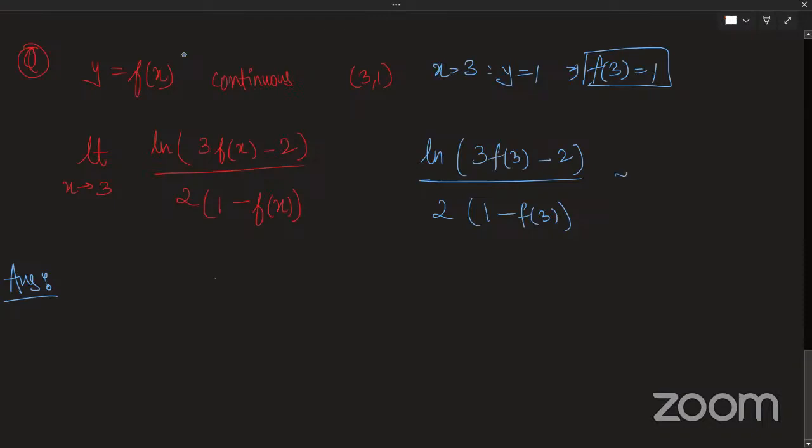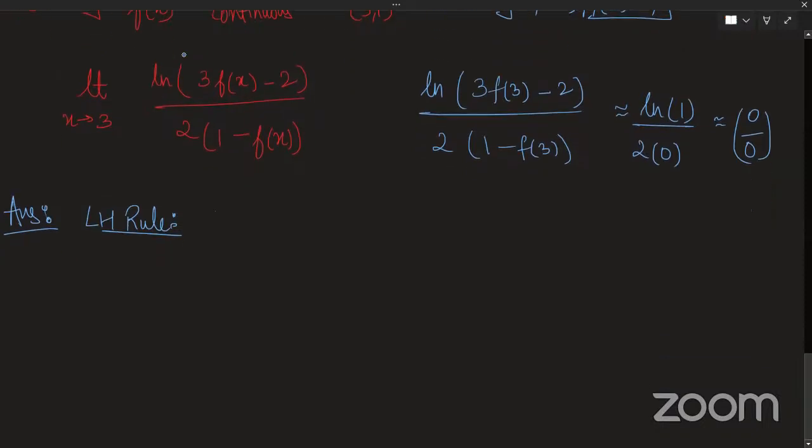So f of 3 is 1, so it becomes ln of 1 by 2 into 0. So it is 0 by 0 form, right? Okay, great. So if it is 0 by 0 form, I should go for L'Hopital's rule. If I go for L'Hopital's rule, I want you to tell me what would be the differentiation of the denominator and the numerator.